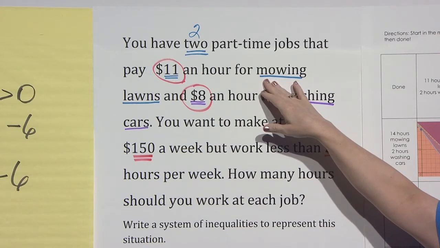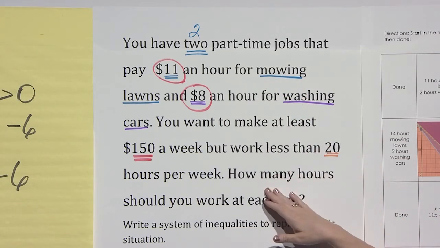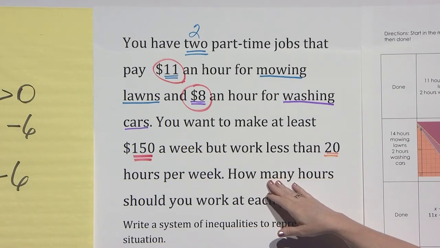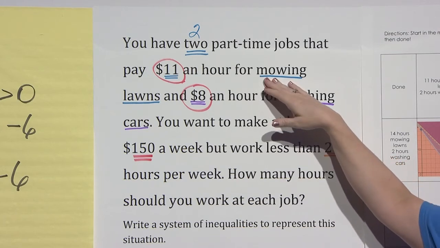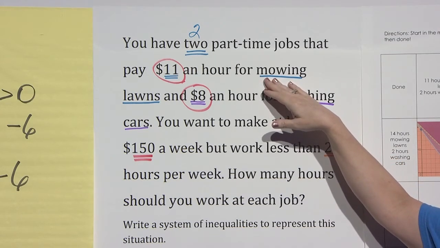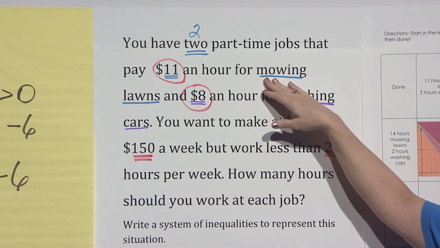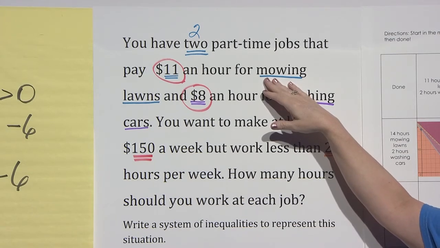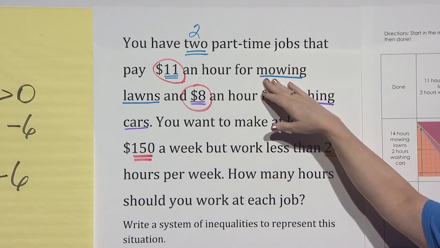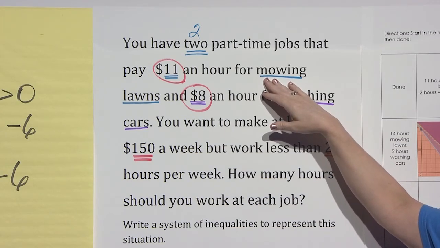Ooh, I heard somebody say it. That was our question. We were looking for how many hours. That is our unknown. So we need to go back and name these so that we can use them in our inequality even if we do not know them. So what have we learned before that we have named unknowns with? If you said variables, you are correct.